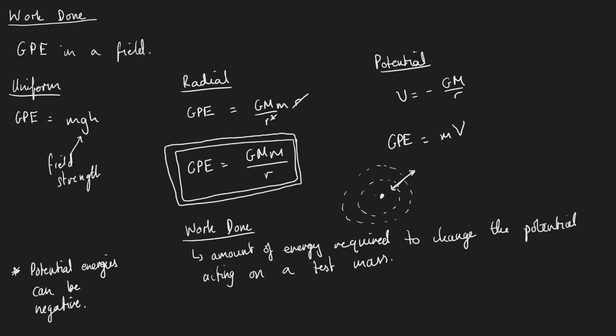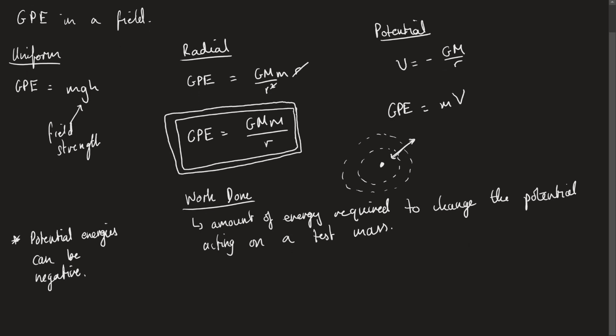Okay, so now we need to come up with an expression on the work done in order to move between two potentials. And in order to do that, we just say that the work done, W, must be equal to the mass, and what we're saying is we have a change in potential here, so it's the mass multiplied by the change in potential, and this is on your formula sheet.